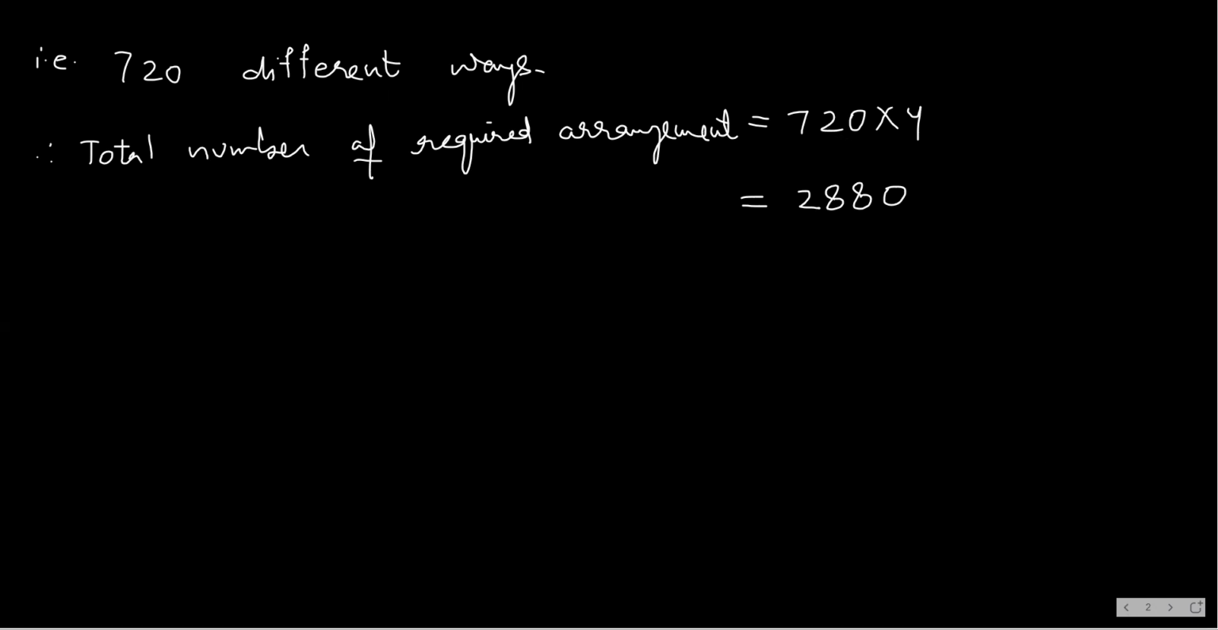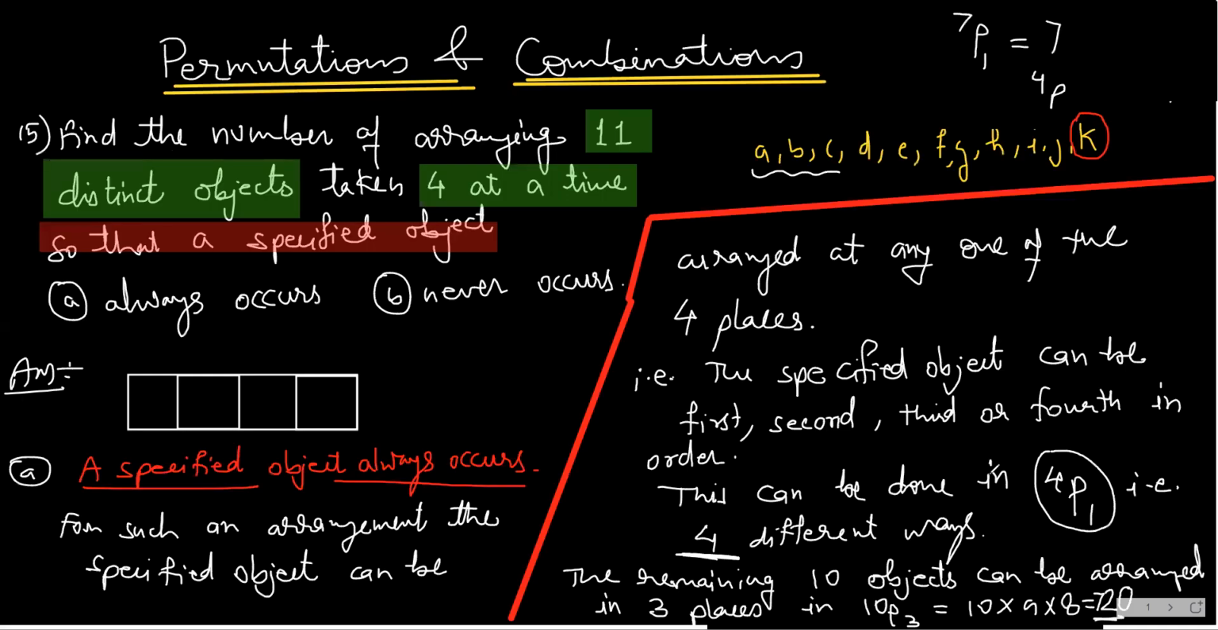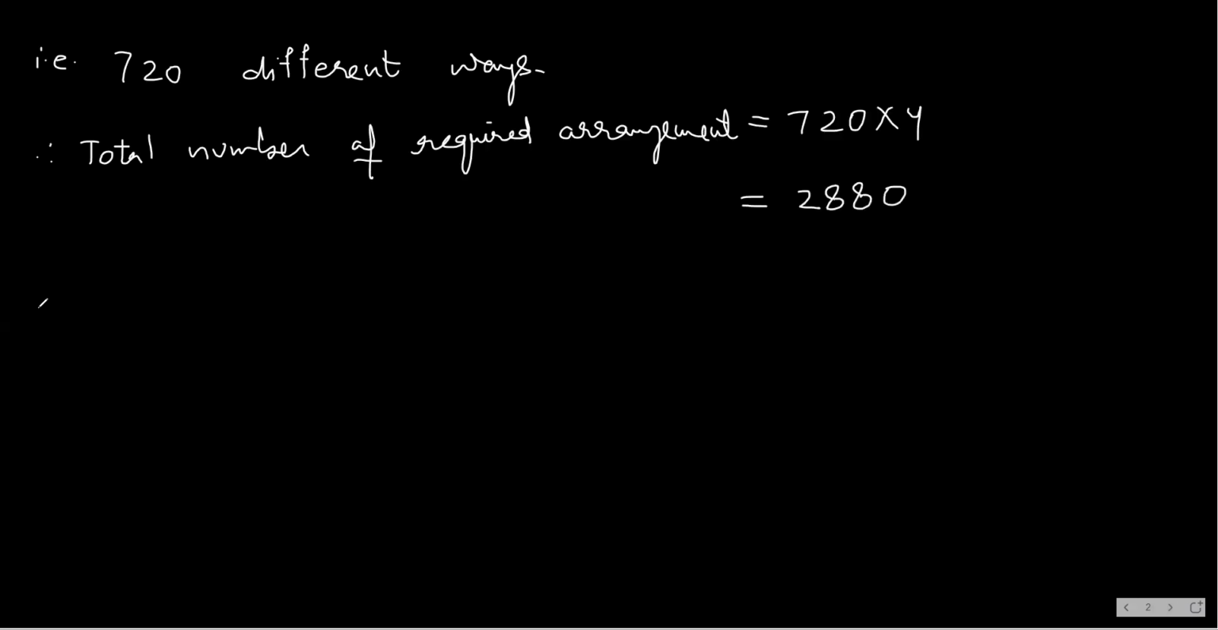Now comes the second case. What is the second case? The second case is the specified object never occurs. I will write here: second case is B, the specified object never occurs.